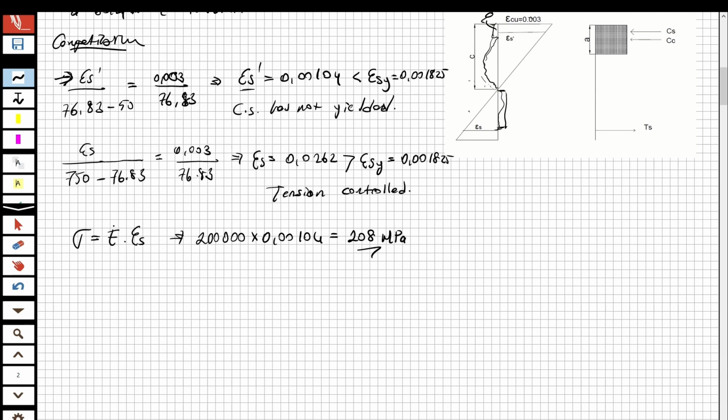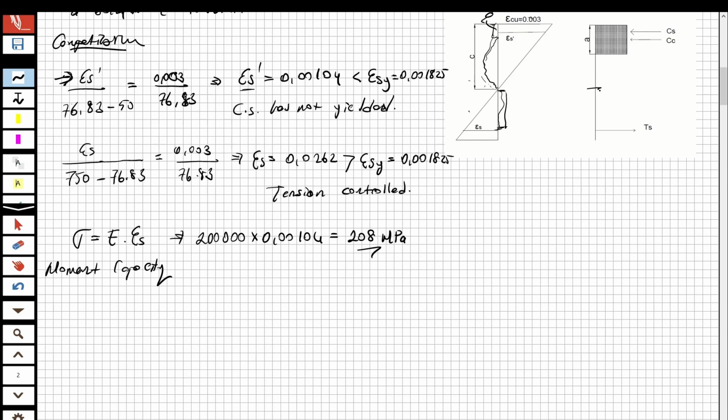So let's try to calculate the moment capacity. For the moment capacity, look here. We have three forces, and we are going to take the moment with respect to the center of gravity of this section. So the center of gravity of this section.